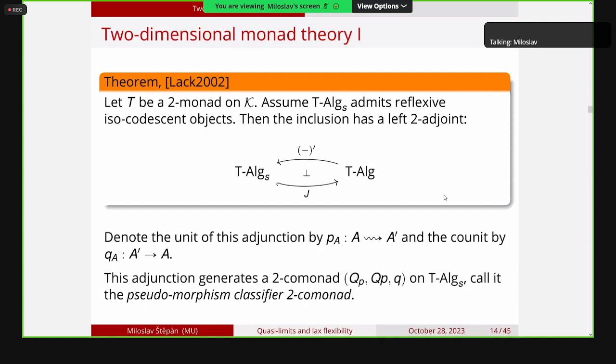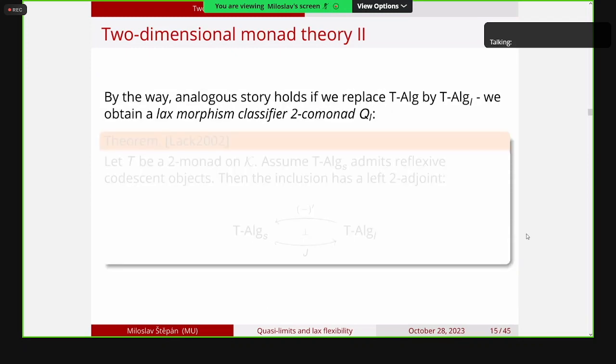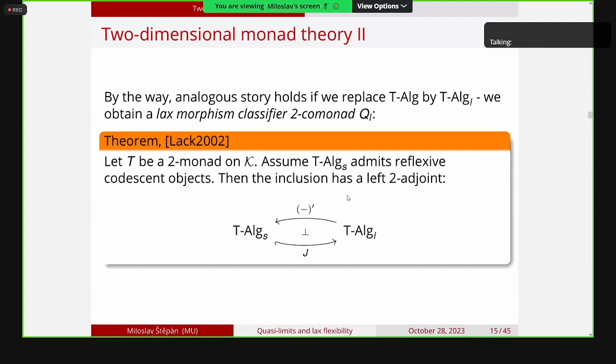Now, as with any adjunction, this adjunction generates a two-comonad on the two-category of strict algebras and strict morphisms, and I will call it a pseudomorphism classifier two-comonad. It's a long name, but it's denoted Q and small p there. By the way, the same story holds for lax morphisms. Again, if the two-category of strict algebras and strict morphisms admits some colimits, then the inclusion of strict morphisms into lax morphisms has a left adjoint, and it generates a comonad that I denote QL and call the lax morphism classifier two-comonad.